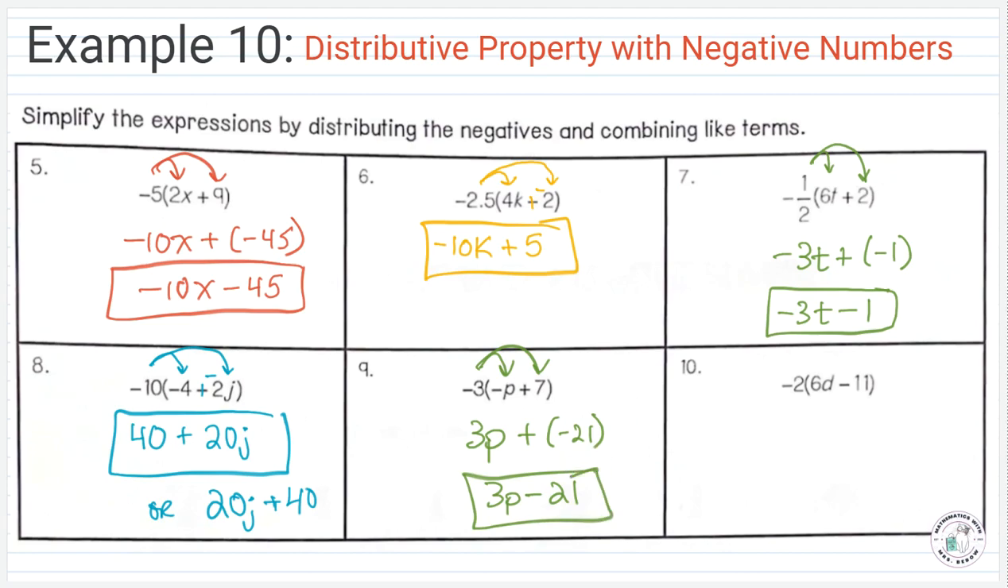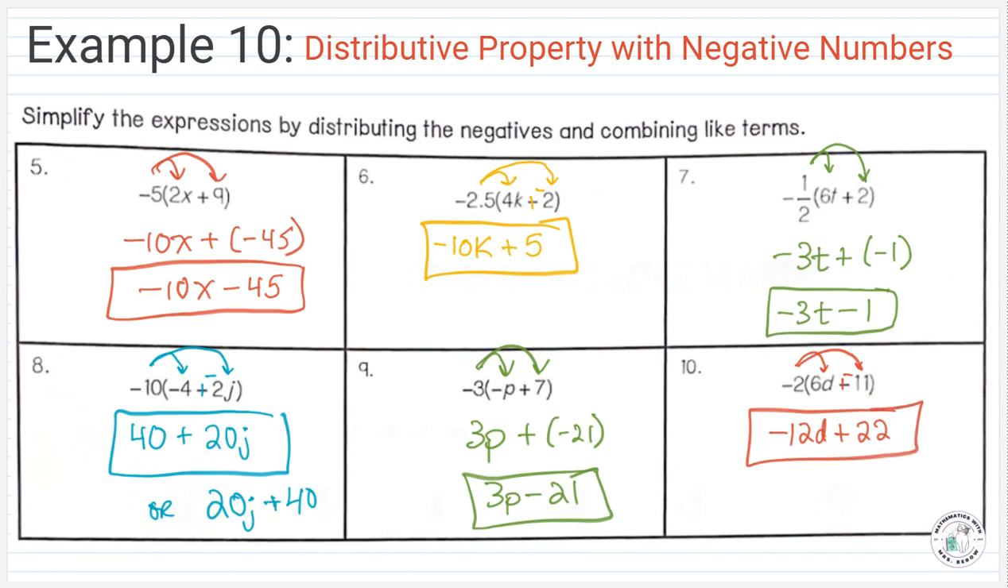All right, and then for number 10, it says -2, and then in parentheses, 6d minus 11. So we are going to distribute -2 times 6d, and then kind of skip that step, but I'm going to write that as plus negative, and then we're going to multiply that by a -11. So that way, again, we don't lose track of that negative sign that is technically in front of the 11. So -2 times 6d will be a -12d, plus we have -2 times -11, which is going to be a positive 22. And then that's going to be it for that question.